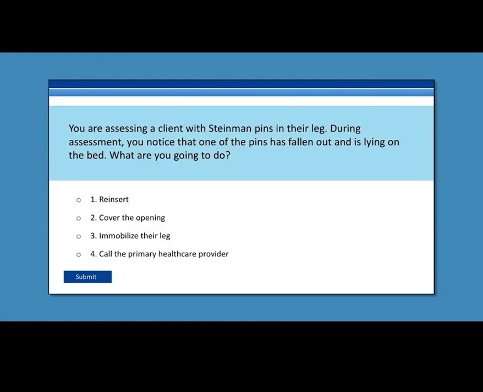Right. What about cover the opening? Well, nothing's wrong with that. But you know, y'all, what's the purpose of the pin? Immobilization. So you've got to do what the pin was supposed to be doing, and that's immobilize. So I want you to immobilize their leg and activate that call light and get somebody to call the primary health care provider for you and let them know what has happened, all right? That's going to be your best answer.